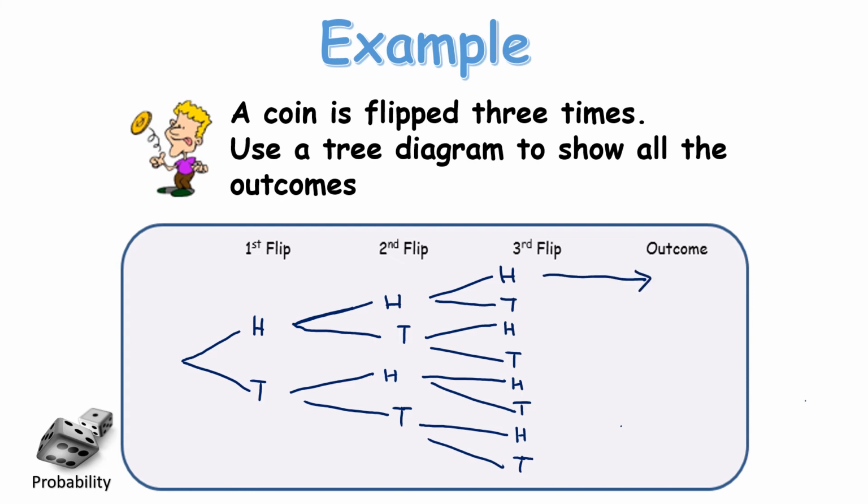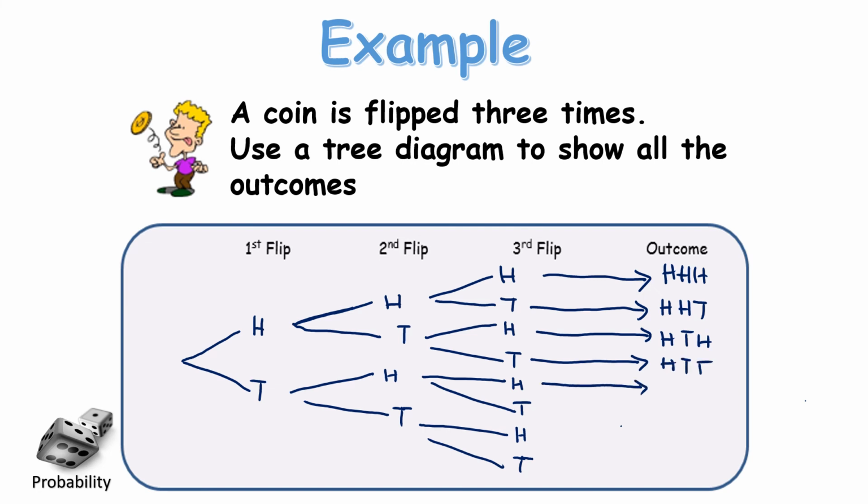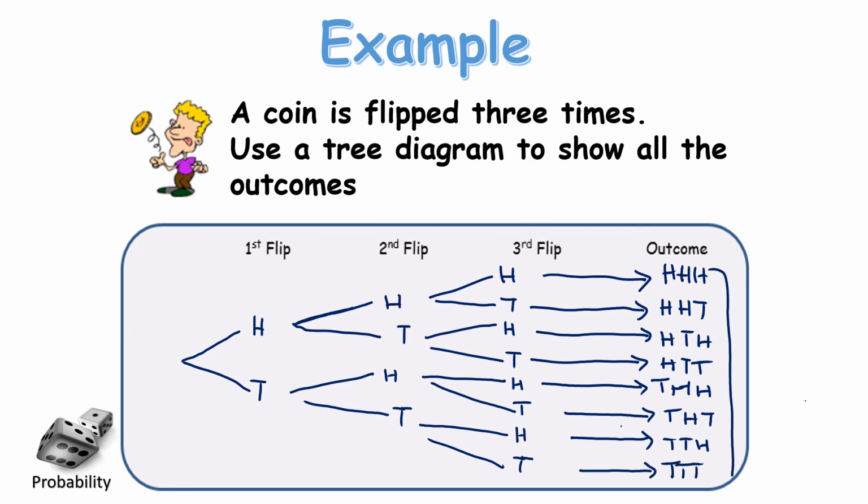Now let's look at our outcomes. That could be heads, heads, and heads. Or we could have heads, heads, and tails. Here we have heads, tails, and heads. Heads, tails, and tails. Tails, heads, heads. Tails, heads, tails. Tails, tails, heads. And finally, tails, tails, tails. And there are 8 outcomes.